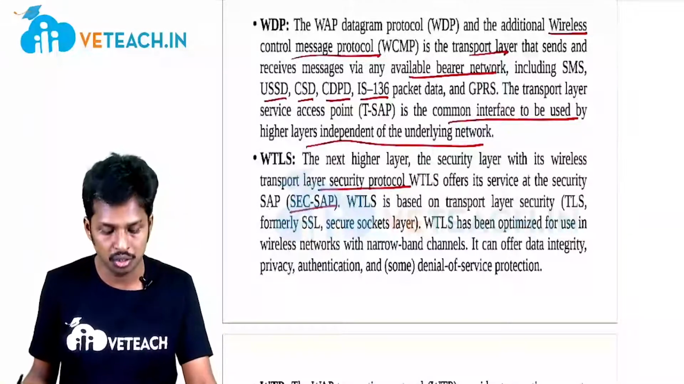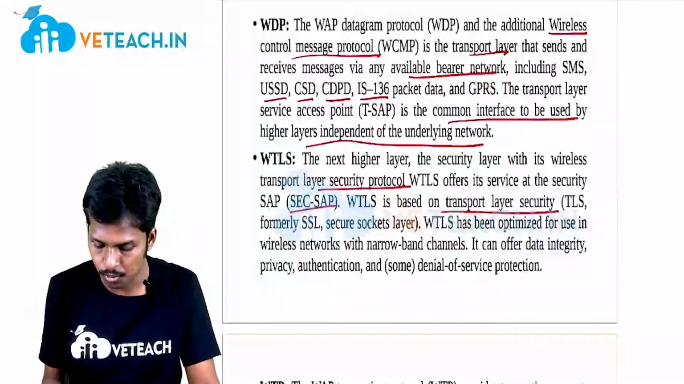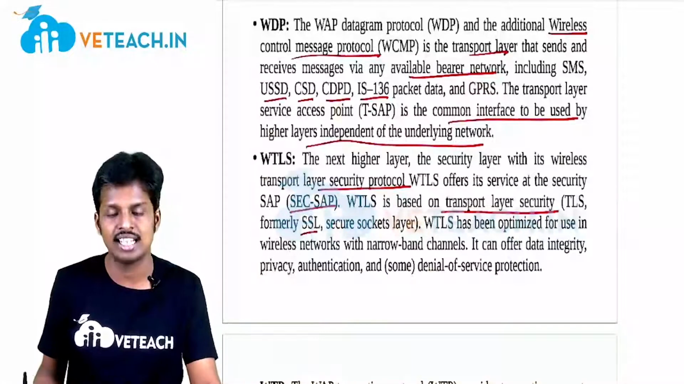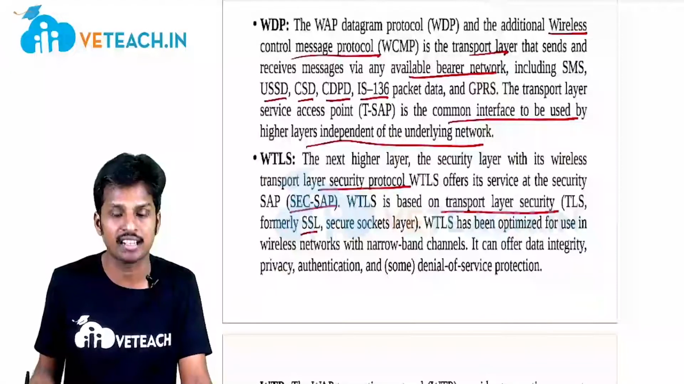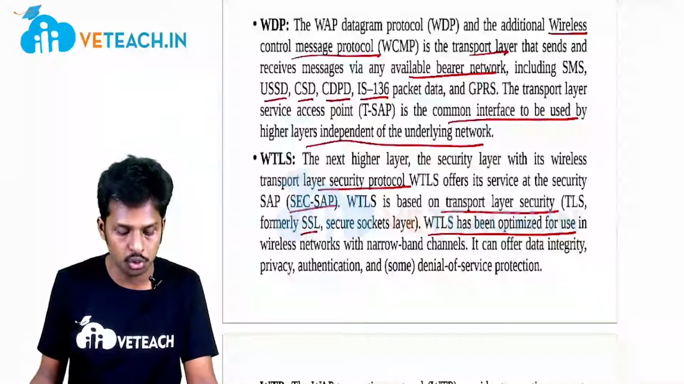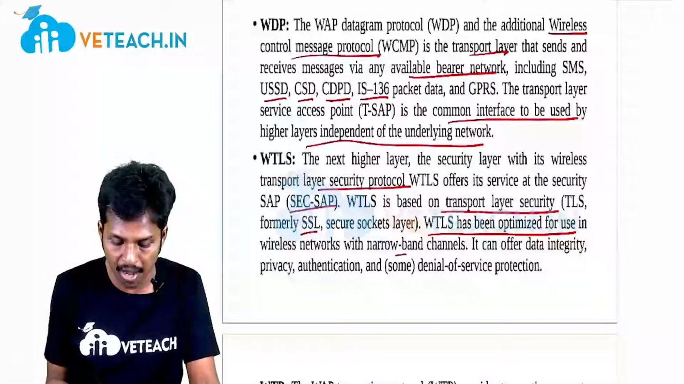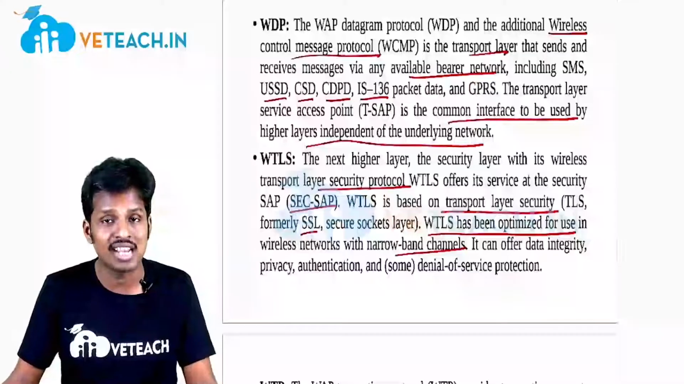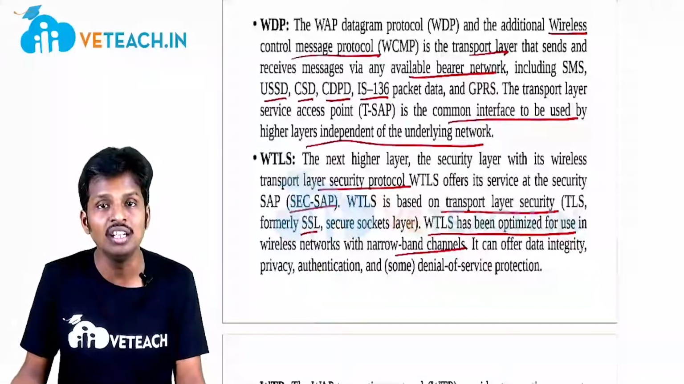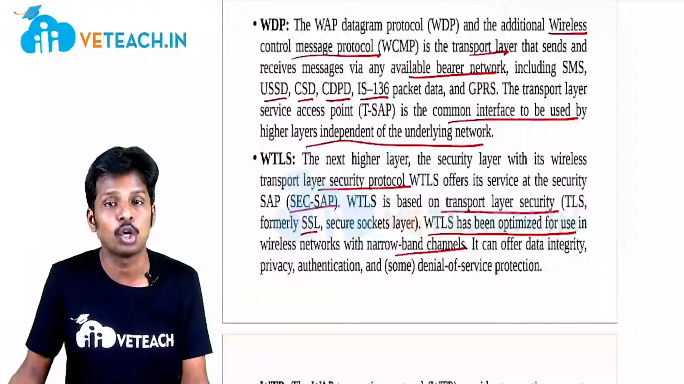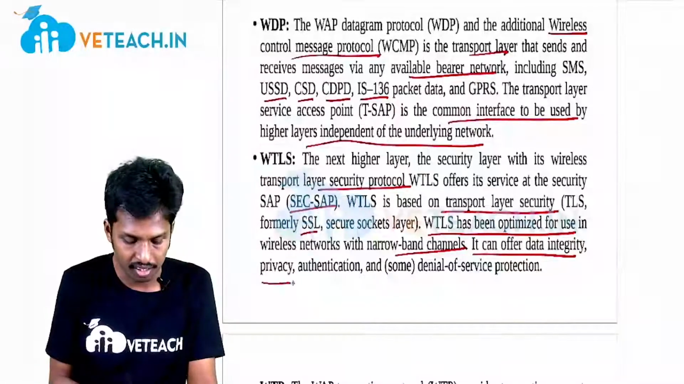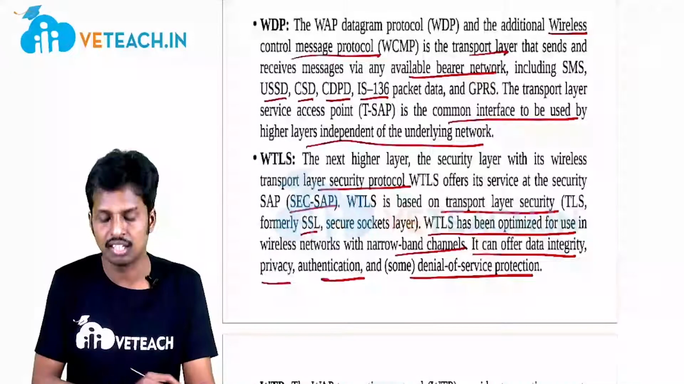What is WTLS? It is based on transport layer security like TLS, formerly called SSL, that is Secure Socket Layer. WTLS has been optimized for use in wireless networks with narrowband channels. By use of these narrowband channels, it provides a high level of security to the data transmitted from one node to another node. It can offer data integrity, privacy, authentication, and denial of service protection.